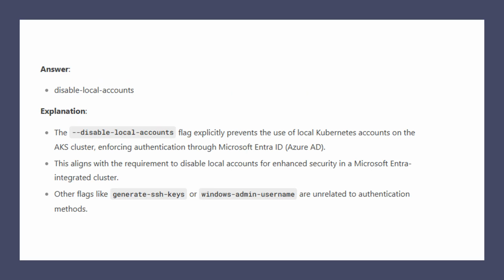The correct answer is disable-local-accounts. The --disable-local-accounts flag explicitly prevents the use of local Kubernetes accounts on the AKS cluster, enforcing authentication through Microsoft Entra ID or Azure AD. This aligns with the requirement to disable local accounts for enhanced security in a Microsoft Entra integrated cluster. Other flags like generate-ssh-keys or the windows-admin-username are unrelated to authentication methods.